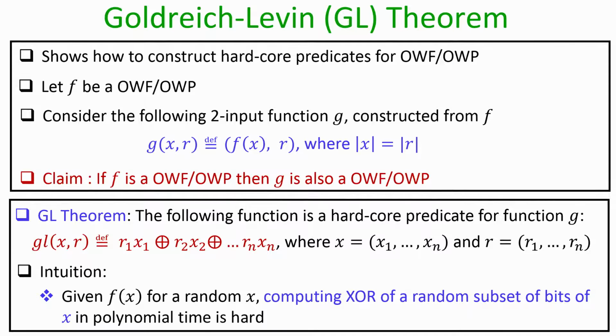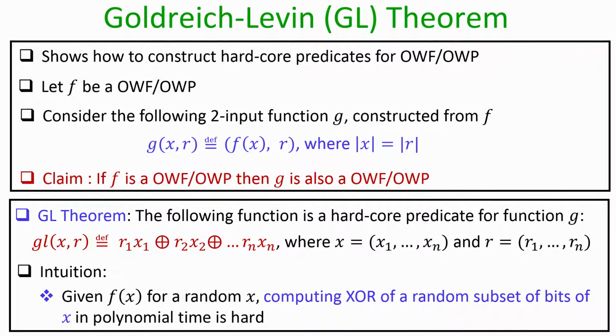given f of x, since you do not know the value of x, basically the challenge for computing the output of the function gl of x comma r is to compute the XOR of the random subsets of the bits of x, but since the adversary will not know the exact bits of x, it will be difficult for the adversary to compute that XOR of the random subsets of the bits of x. That is basically the intuition of this theorem.